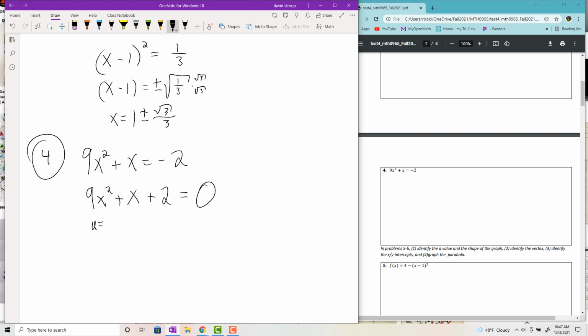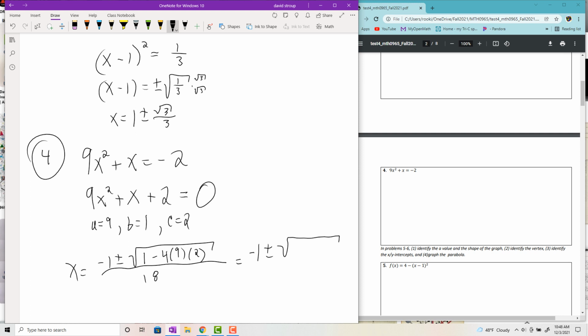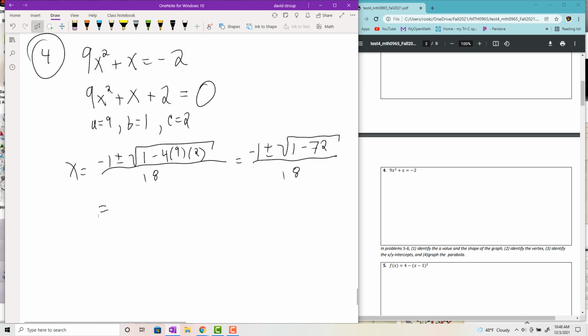So A is 9, B is 1, C is 2. So x will equal negative b plus or minus the square root of b squared is 1 minus 4 times a times c all over 2 times a, which is 18. Okay, so negative 1 plus or minus the square root of 1 minus 36 times 2 is 72 all over 18. And then that will equal negative 1 plus or minus the square root of negative 71. So you have an imaginary part there. That will be negative 1 plus or minus square root of 71i all over 18.